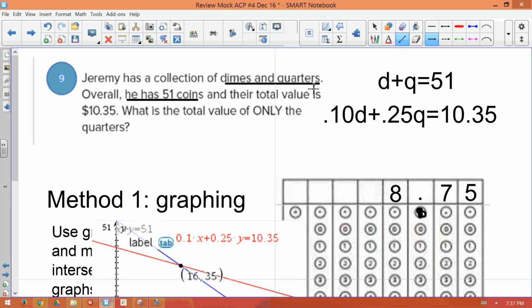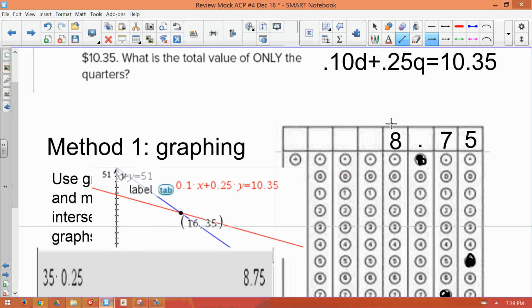Jeremy has a collection of dimes and quarters. Overall, he has 51 coins, and the total value is $10.35. What is the total value of only the quarters? Here's just like the dimes and nickels problem we had. Here's the system: D plus Q is 51, 51 coins altogether. Each dime is 10 cents, each quarter is 25 cents, and you get $10.35 altogether.